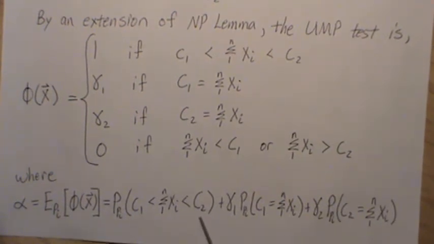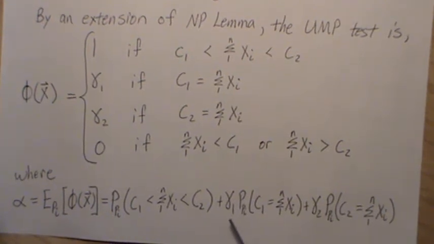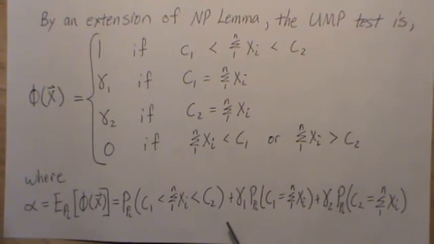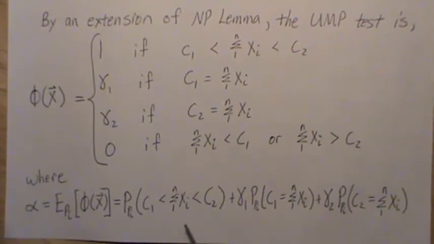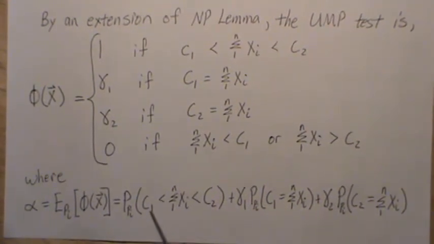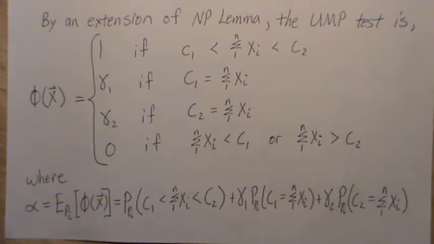Now, solving for C1 and C2 and gamma 1, gamma 2 is actually pretty tough by hand to find an equation. But in R, it's fast. You just cycle through all possible C1 and C2 values, solve this equation, and see if it equals alpha. If it does, you're done. If it doesn't, then you're not. And you can solve for these in a split second.